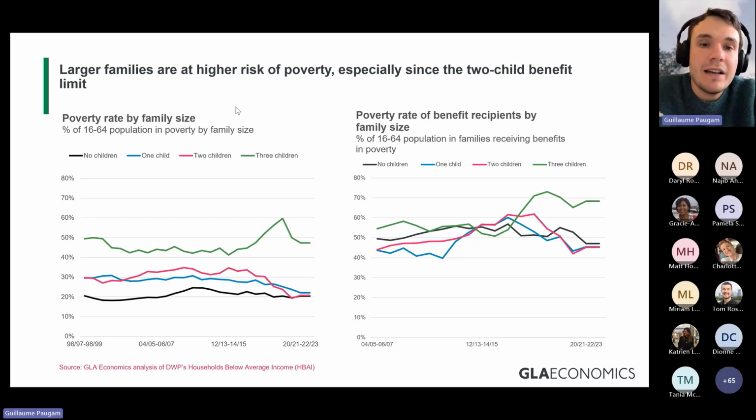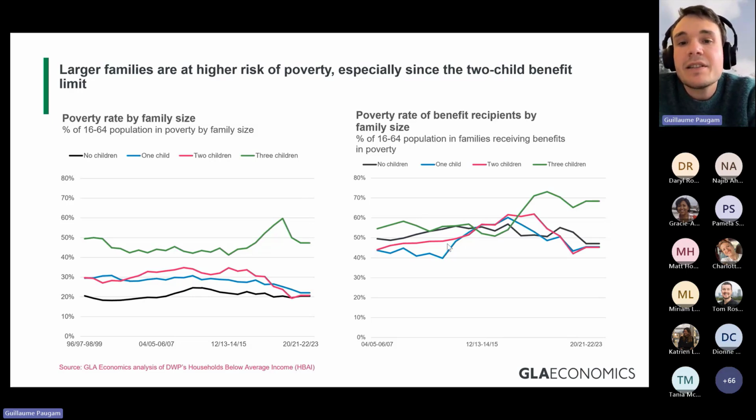And so if you look at the graph on the left, this combination explains why they have a poverty rate that has been consistently higher than families with fewer children. But what is interesting here is the divergence of trends. So in the second half of the 2010s, while the poverty rate of families with 1 or 2 children decreases and in fact converges down towards the poverty rate of childless families, the poverty risk for people living in families with 3 children or more increases just around that time.